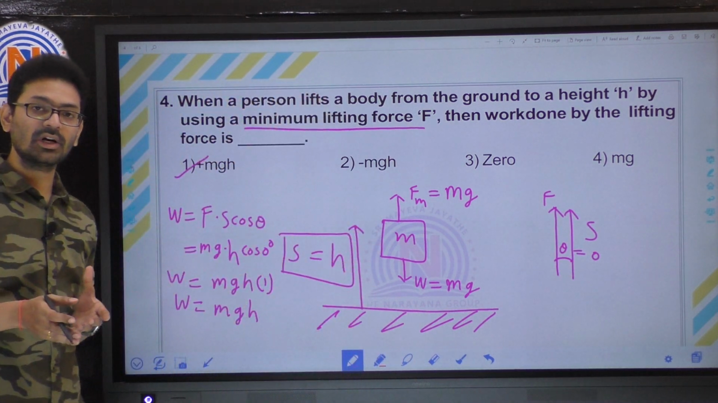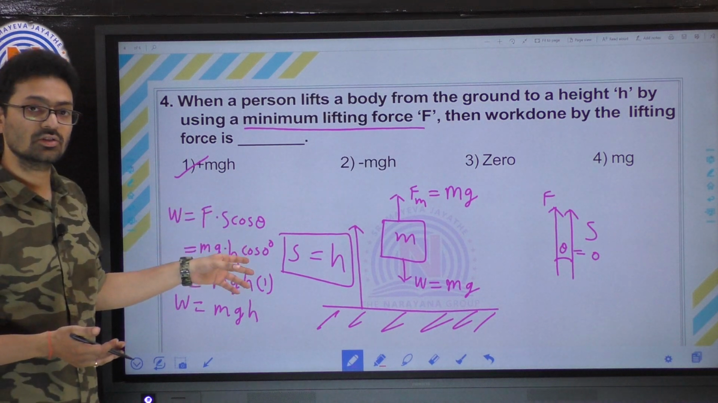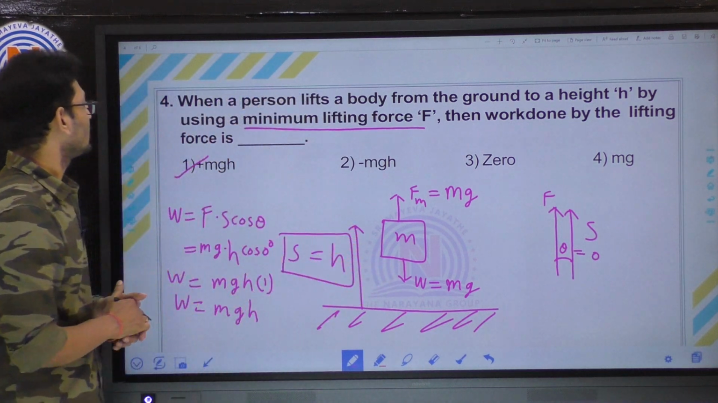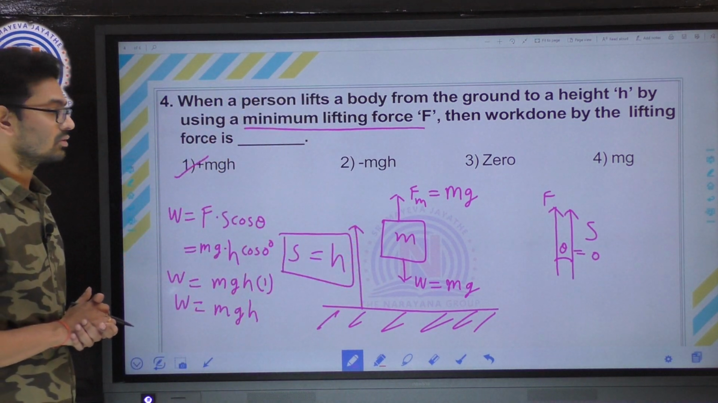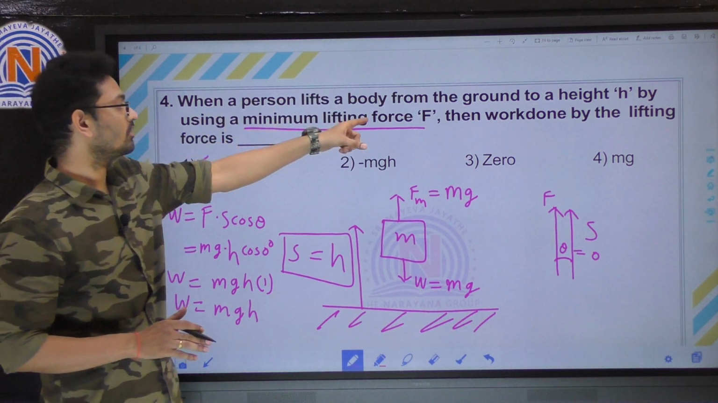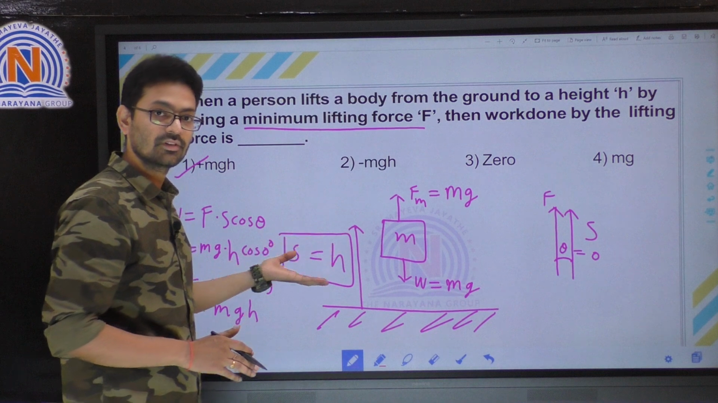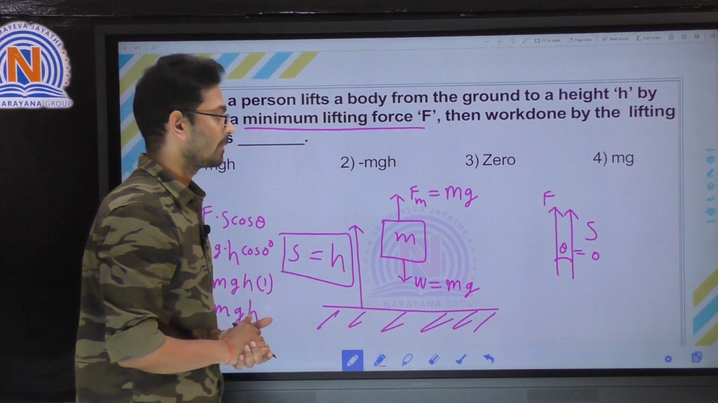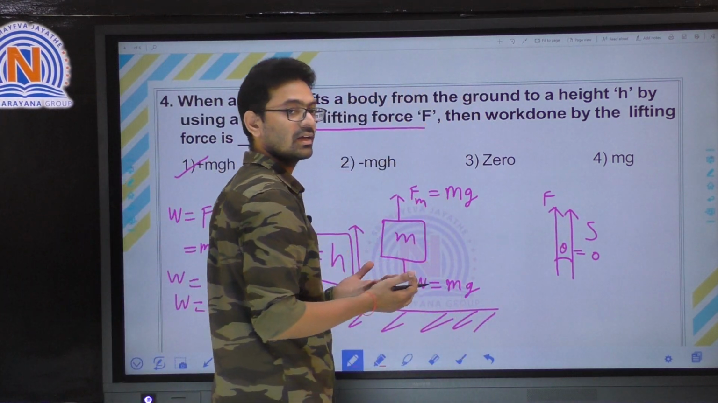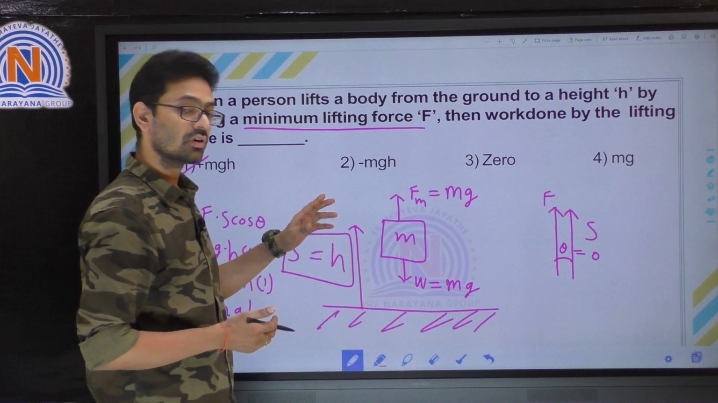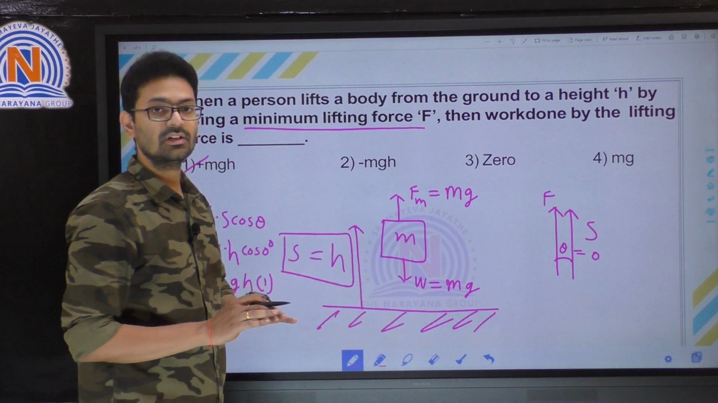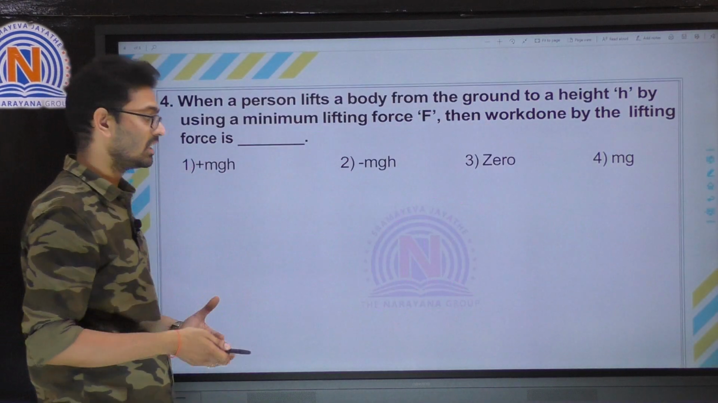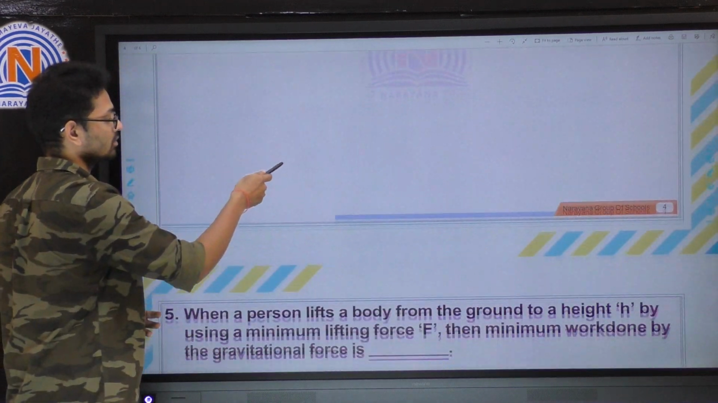See, when will you get minus mgh? When you overcome gravity. If they ask you about the gravitational force, then you are going to get it as negative. But now here it is a minimum force for lifting. Lifting means upwards you have to lift. When you are trying to lift it upwards, definitely you have to take upward force only. So both are in the same direction and your angle is 0. But if you want to talk about the force due to gravity, definitely you are going to get it as a negative. Let us see the next question. For getting a clear understanding about what I am telling right now, let us go to the next question.